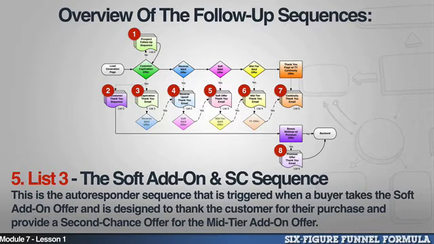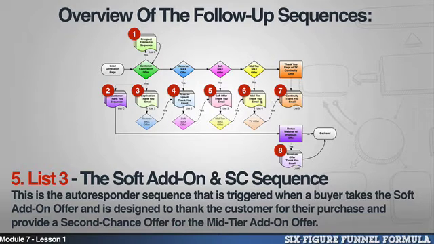The soft add-on sequence is designed to do the same thing. So if they take the soft offer, but they don't take the mid-tier offer, they're put into this sequence. They get a thank you for this. And what happens is they now get 2 second chances to take advantage of the mid-tier.